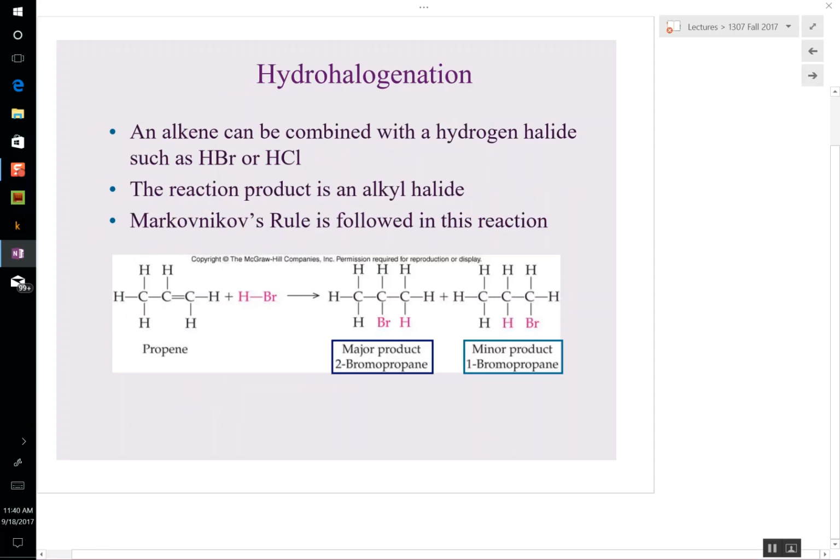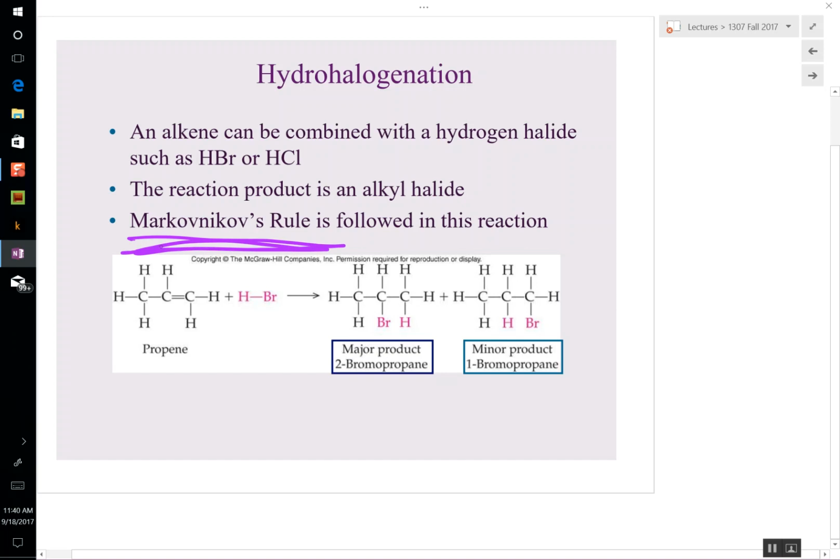There it is with hydrogen bromide. So this is your major product, 2-bromopropane. And this is the minor product, where the bromine goes on the end where you had the 2 hydrogens to begin with. Markovnikov's rule, important rule for predicting major product.